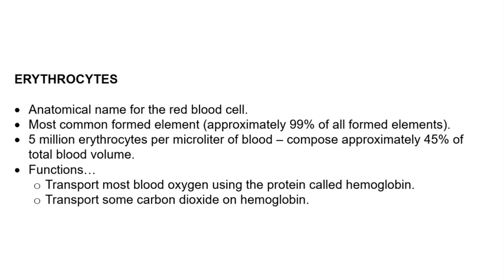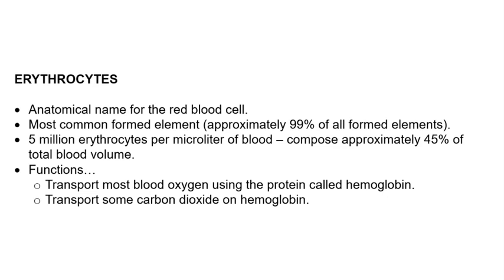The erythrocyte is the term for the red blood cell, and it is the most common of the formed elements in the blood. In total, there are approximately 5 million erythrocytes per microliter of blood. To give you a comparison, in the same volume of blood, there would be approximately 10,000 leukocytes. Erythrocytes compose approximately 45% of the total blood volume, and this percentage is defined as the hematocrit.